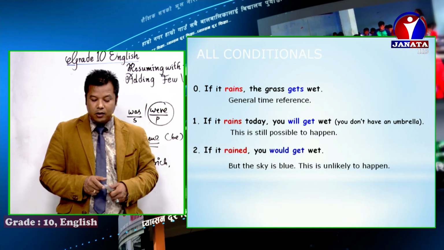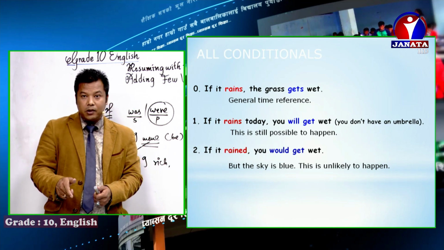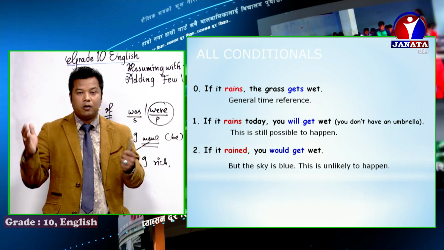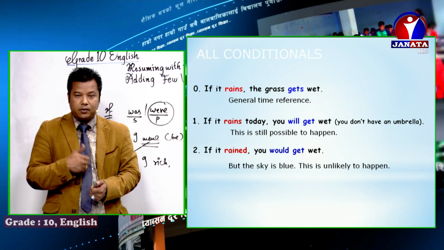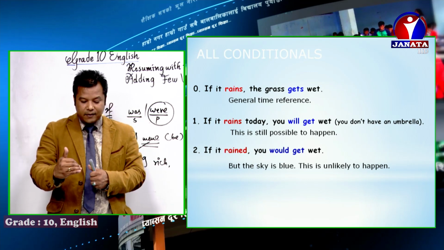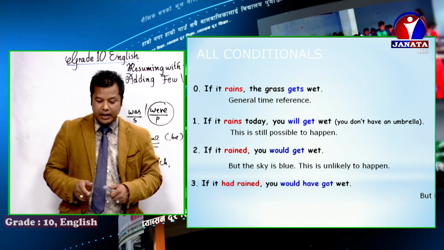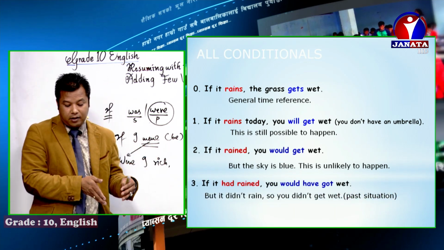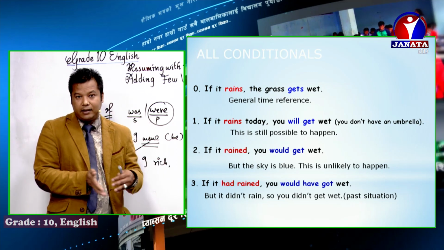Change it into type 2. If it rained, you would get wet. Now, will changes into would. But the sky is blue. Look at the evidence that you're studying, that you're observing in your surroundings. But the sky is blue. This is unlikely to happen. So you're in the present, you're making a study, and then you say, if it rained, you would get wet. If you go with type 3 here, if it had rained, you would have got wet. But it didn't rain, so you didn't get wet. That is the past situation.